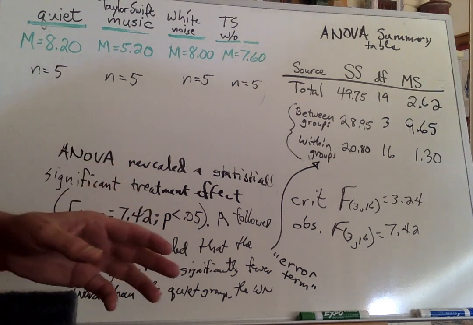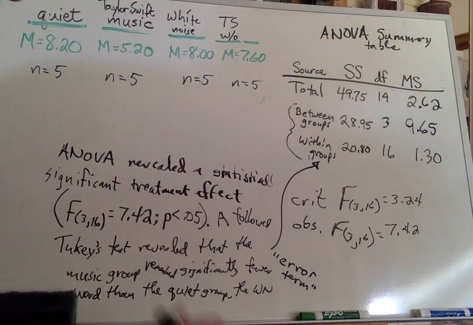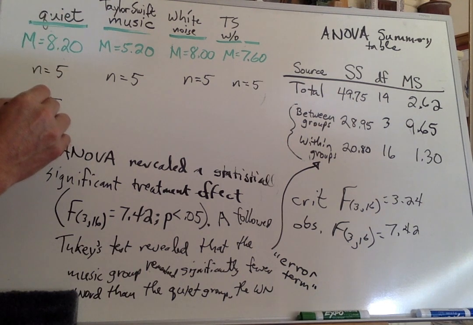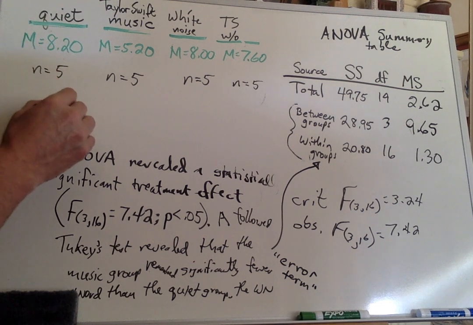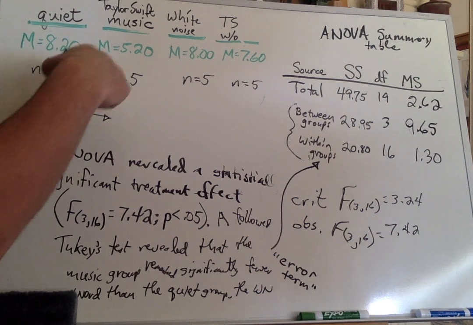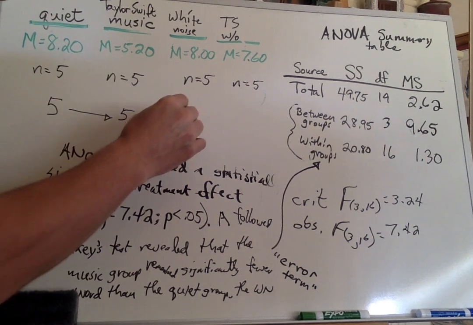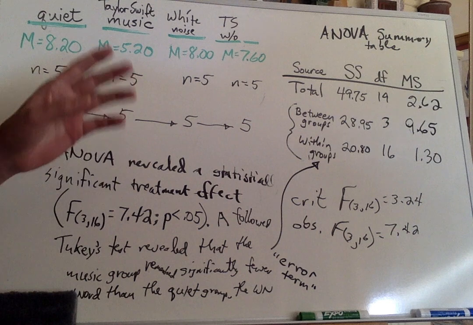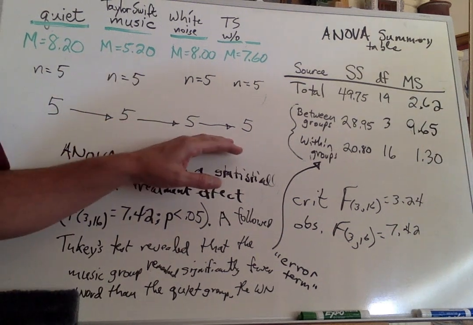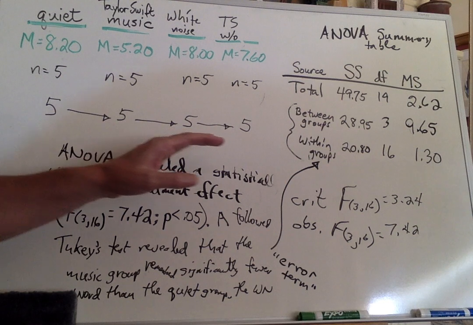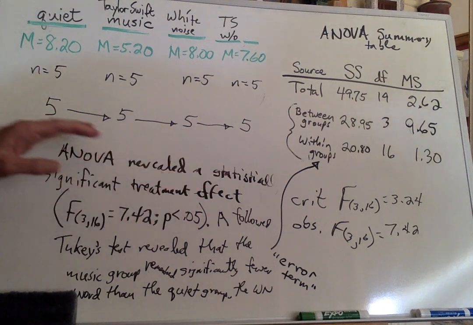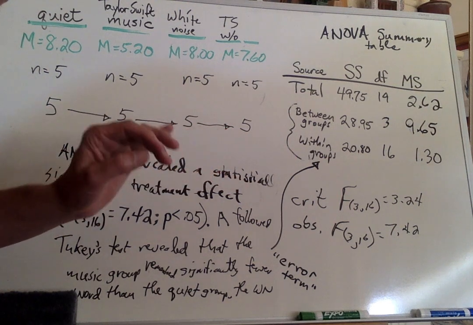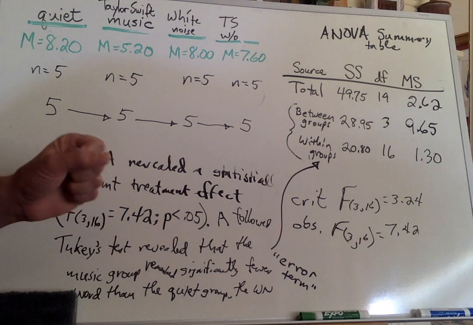You can imagine, I hope, think about this, where we use the 5 subjects here. We ask them to learn that list of words in the quiet condition. Then we put the same 5 subjects in the music condition. Then we put the same 5 in the white noise. Then we put the same 5 in the Taylor Swift without lyrics. That is a within subjects design, where we use the same people, or pre-post in a way, or repeated measures. Remember, those things are all the same pretty much.